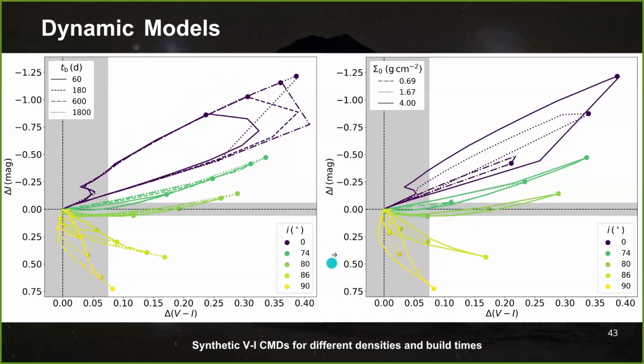And when we go to the same parameter, the same dynamical scenario, keeping in this right hand color-magnitude diagram, we show the models for disks that are fed for almost 2000 days, but with different base density.